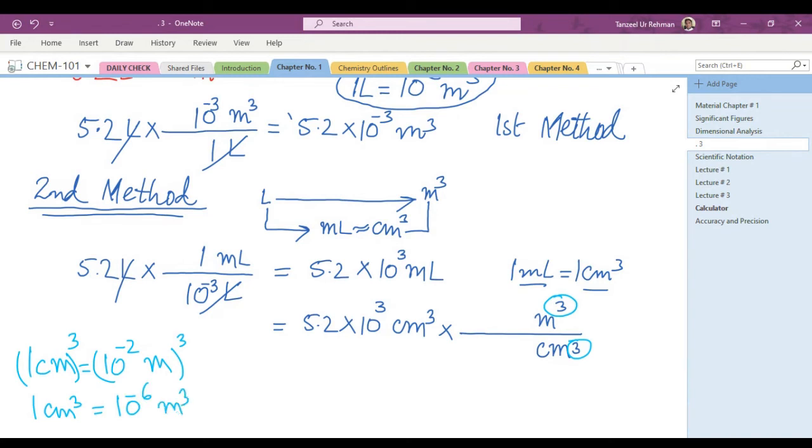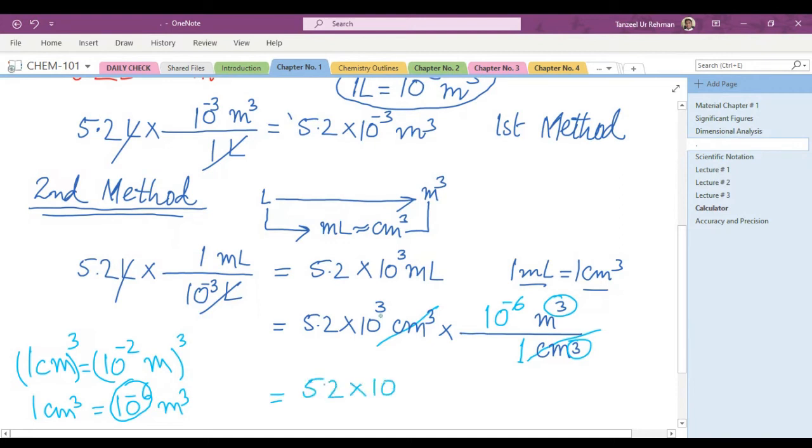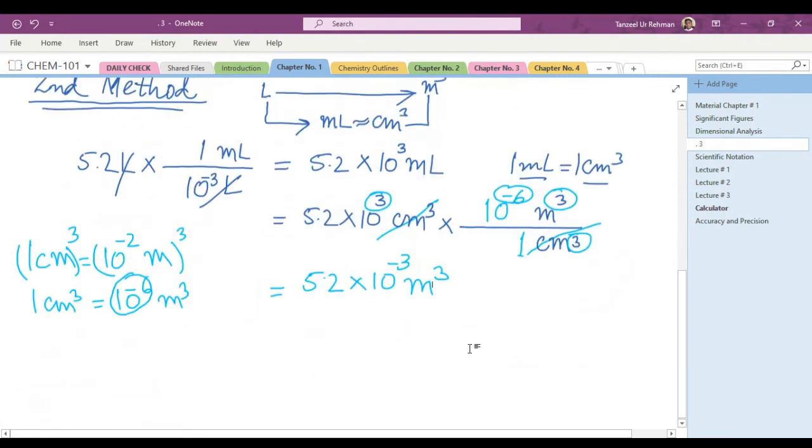Now here we have the conversion factor. So with centimeter cube you write 1, and with meter cube it is 10 to the raised power minus 6. So centimeter cube cancels. When we use the calculator, it is 5.2 into 10 to the raised power, here plus 3 minus 6, which is minus 3 meter cube. So this is our answer.